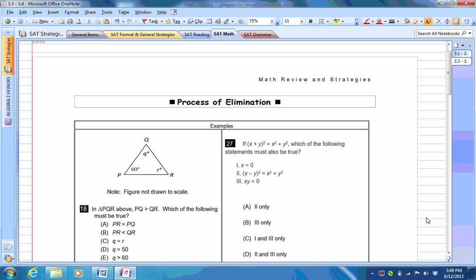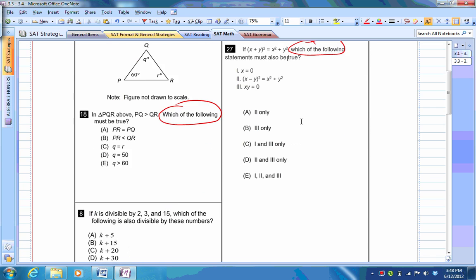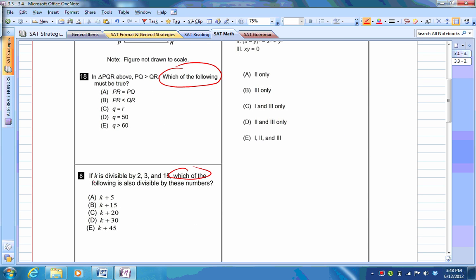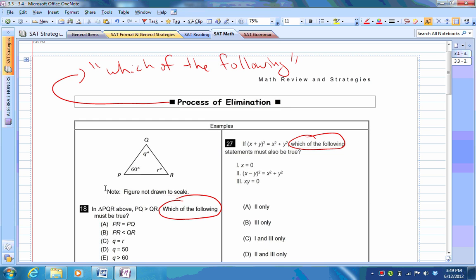The key thing when you're dealing with process of elimination is we want to focus on these words: "Which of the following?" Whenever you see those four words, then you know that you have to go through process of elimination. See how those words show up in each of the examples here? The College Board loves using those four words. Whenever you see them, instantly the trigger should be to use process of elimination.